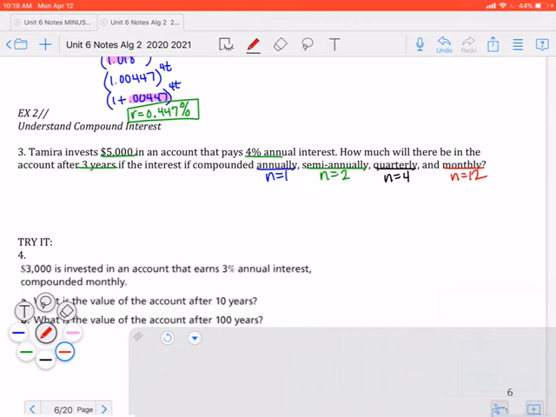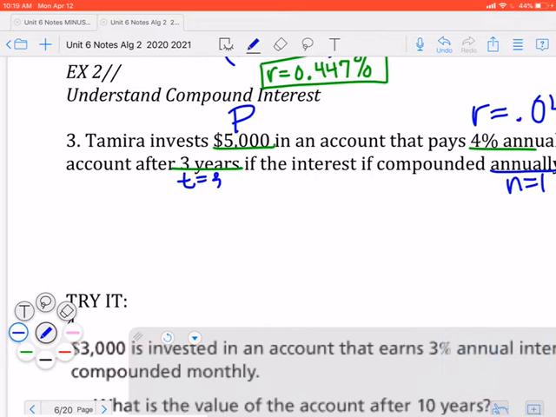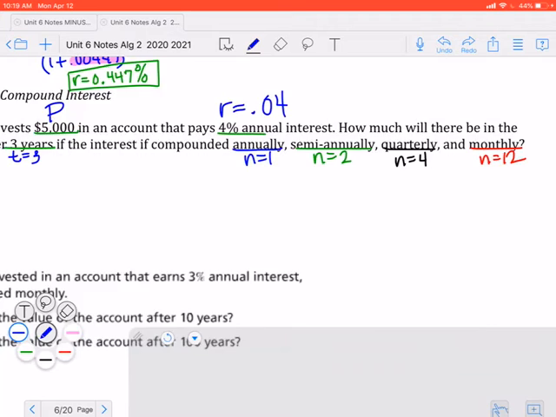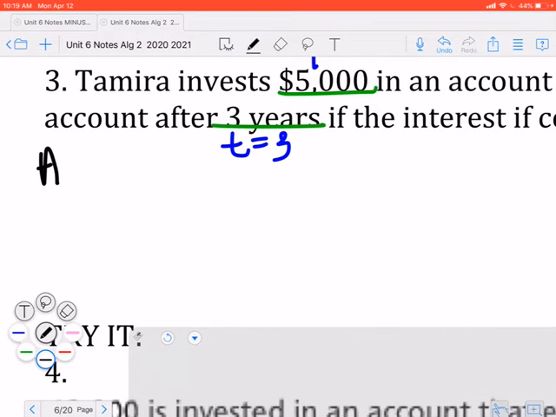And for the rest of this, our P value is 5,000. Our r is 0.04, moving the decimal 2 places to the left. And t is equal to 3. So they're essentially asking us to do this problem 4 different times with 4 different n values. So let's get to it. Our formula: A is equal to P times (1 plus r over n) to the power of n times t.